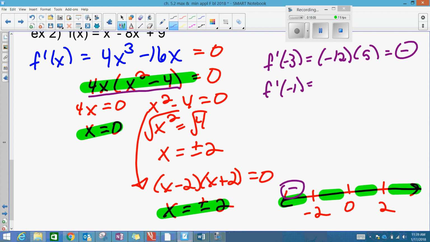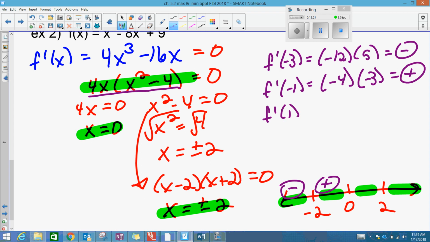Between -2 and 0, I'm going to plug in a -1. I plug that in, I get -4, and the -1 squared is +1, minus 1... minus 4 is -3, which gives me a positive 12. The next interval, 0 to 2, I'm going to plug in a +1. That makes 4 times 1 positive, and 1 minus 4 is -3. So that gives me a negative, so it's decreasing.